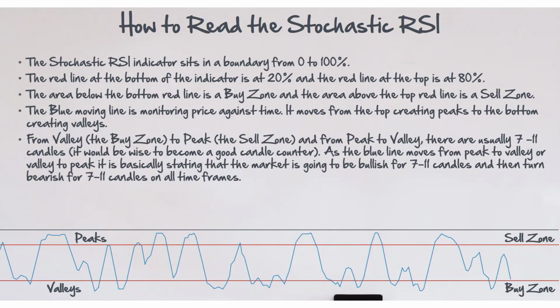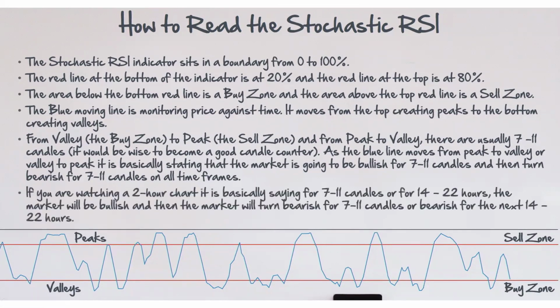So I want you to understand it. When you say 7 to 11 candles, it depends on the time frame that you are trading from or that you are looking at. So that's what will determine how long you are going to stay on that trade. As the blue line moves from peak to valley or from valley to peak, it is basically stating that the market is going to be bullish for 7 to 11 candles and then turn bearish for 7 to 11 candles on all time frames. See that? All the time frames. It's not restricted to any one particular time frame.